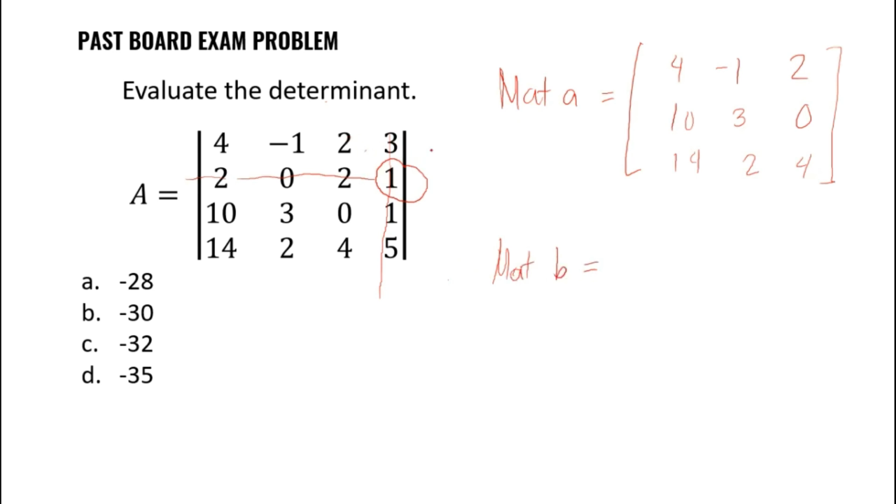So 3 rows, 1 column. So ano yun? So we have here 3, 1, and 5. So wag natin i-include yung pivot position. So we have here a 3 by 1 matrix. So 3, 1, and 5.